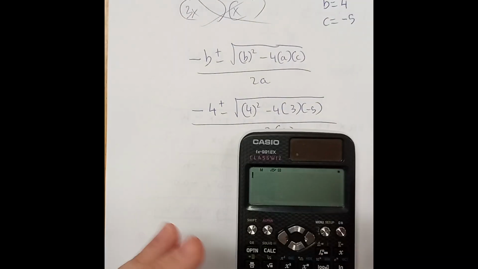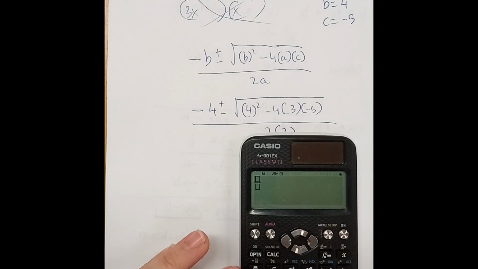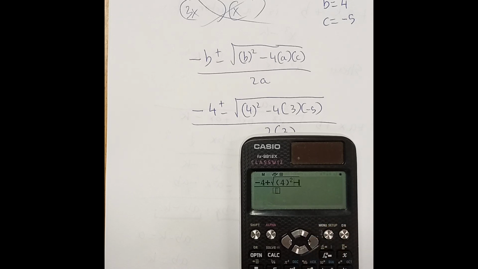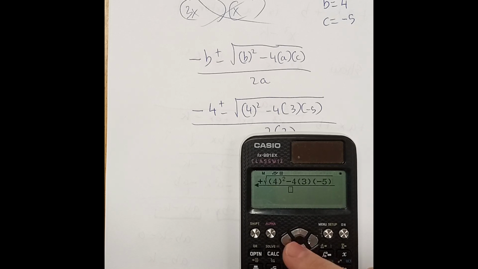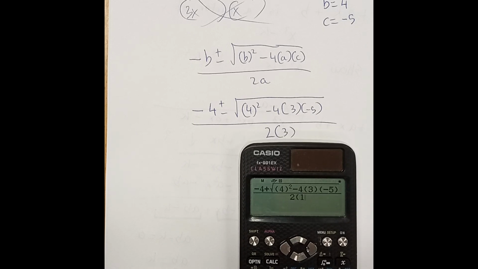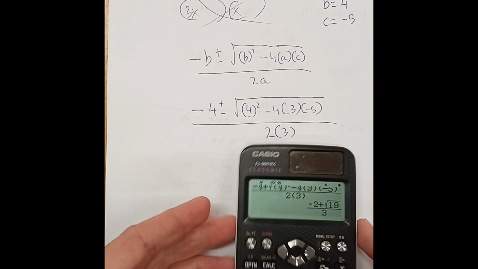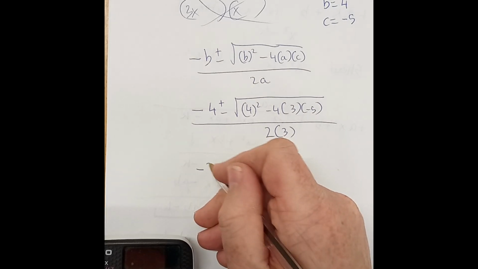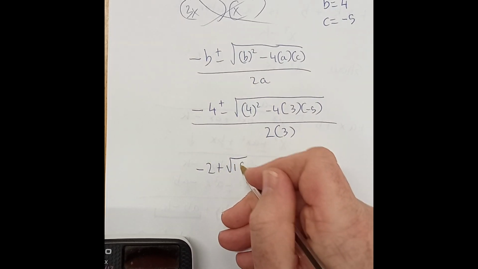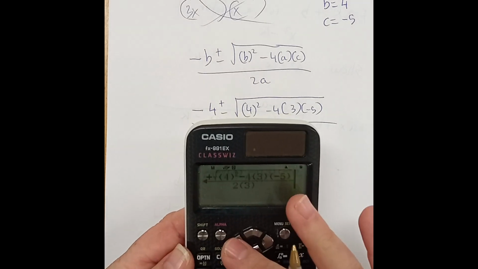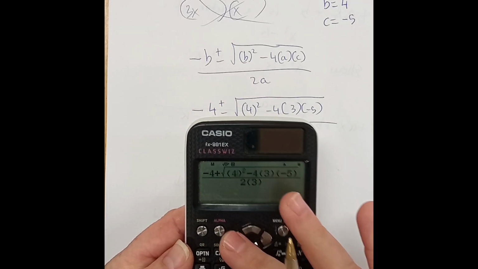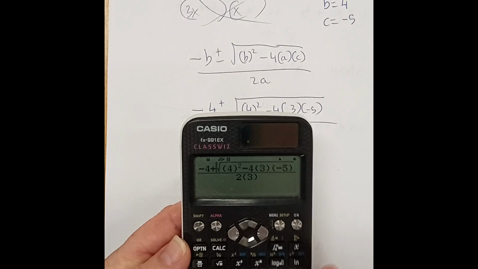Now you have to let the calculator do the heavy lifting if you're not willing to do it yourself. So again, on my calculator, fraction button, minus 4, I'll do the plus version first, square root of bracket 4, close brackets. I'm using brackets: minus 4 bracket 3 close bracket, open bracket minus 5 close bracket, all over 2 bracket 3. So there's one answer: minus 2 plus the square root of 19 over 3. And then just go back in and change this to the minus.